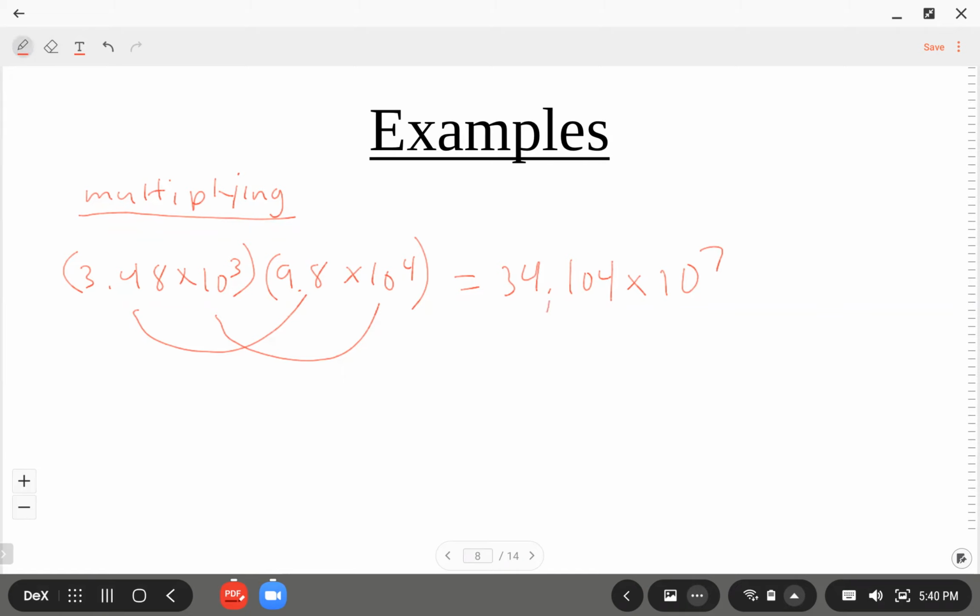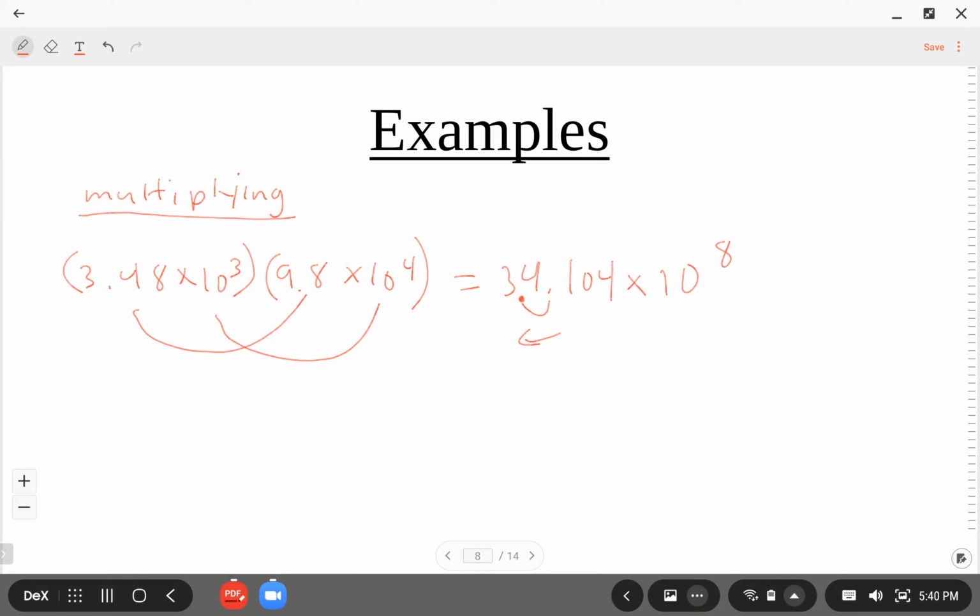Let's move it. It's going to be 3.4104. And if we move our decimal point to the left, then we have to add 1 to our exponent here. If we move our decimal point to the left, we have to add 1 to our exponent.